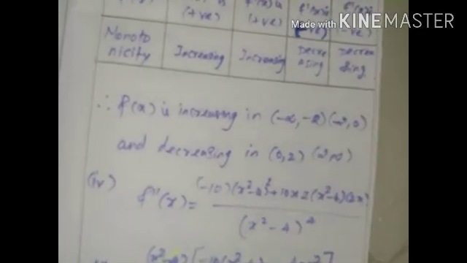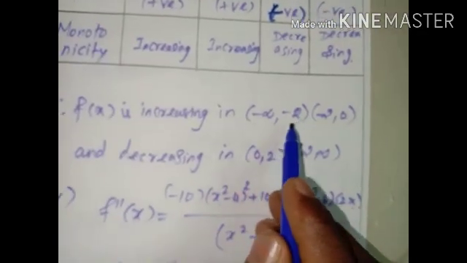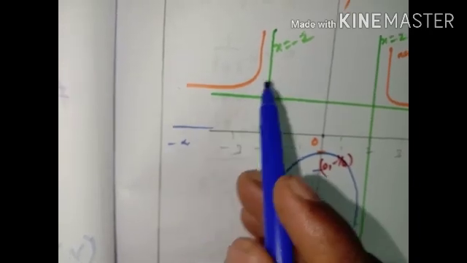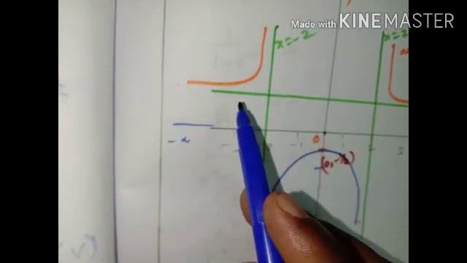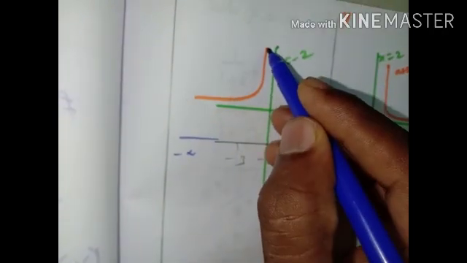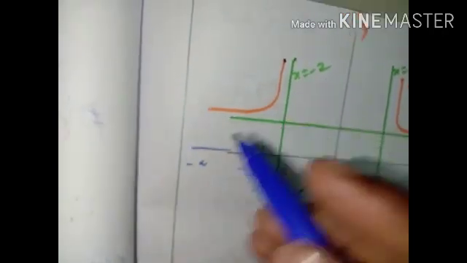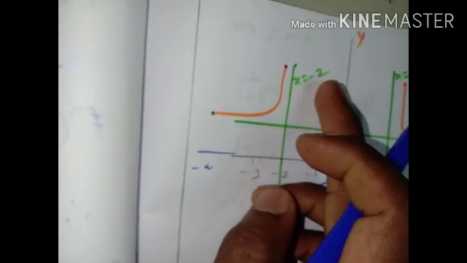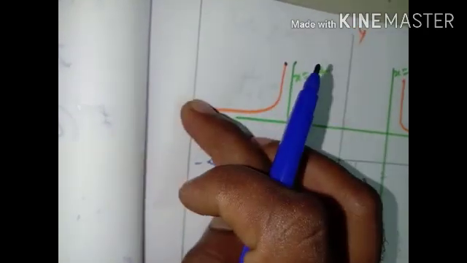So the next one, the increasing interval is minus infinity to minus 2. The increasing interval is minus infinity to minus 2. So we draw the curve. The curve starts from minus infinity, and the asymptote line lies in between, the value going from minus infinity to minus 2, x equal to minus 2. So along this line we draw the curve.